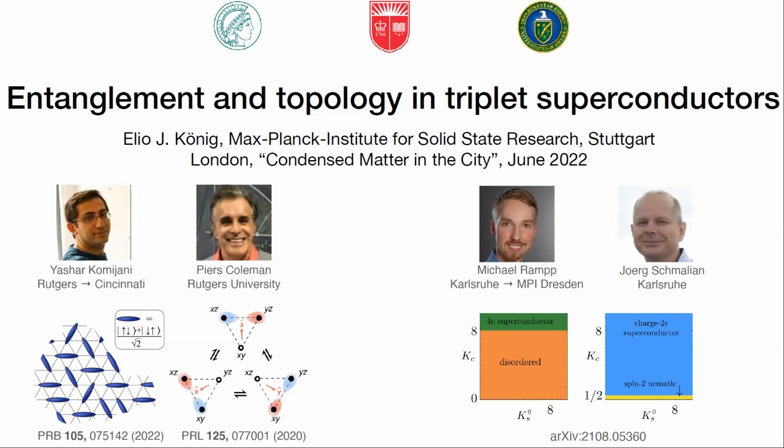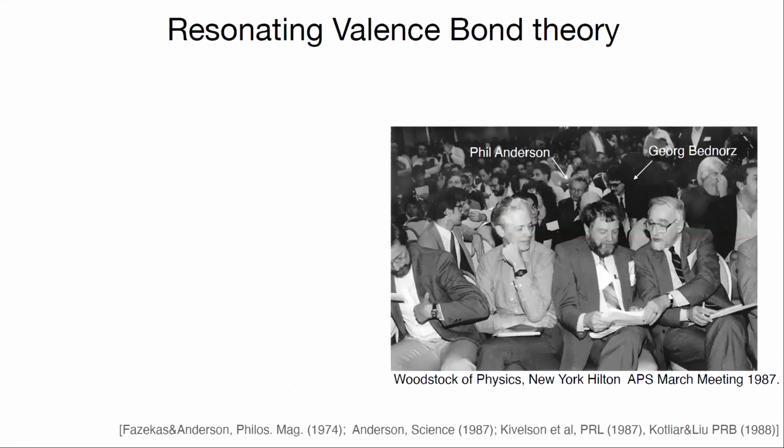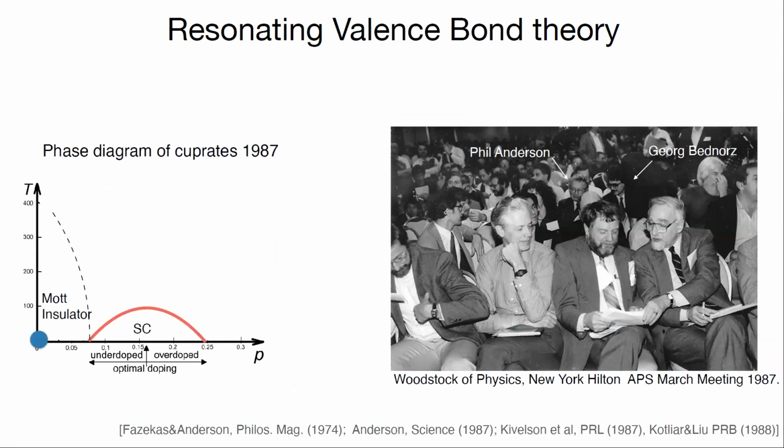I'll start with the part which is with Pierce and Yashar, and I'll start with the motivation for it. The motivation goes back to the early days of the cuprates. Here you see Phil Anderson sitting next to Georg Bednorz, so he was close to the source of information at the Woodstock of Physics. This is the phase diagram of the cuprates as of 1987, and I just use this to motivate Phil Anderson's idea of RVB theory.